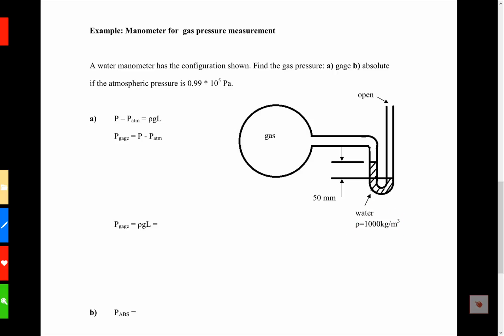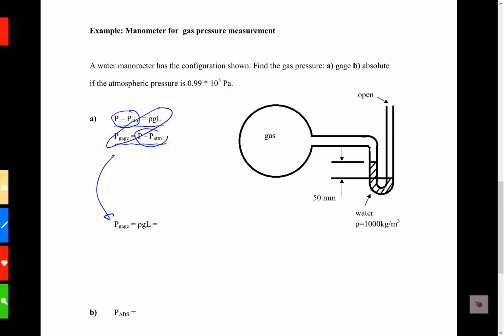The relationships we're given are that the pressure minus P atmosphere is rho GL, and that the gauge pressure is the difference between the pressure of interest and the atmospheric pressure. Now for these two relationships, P minus P atmosphere appears twice, so let's put the other two pieces together. And here's our relationship that we're going to use. P gauge equals rho GL.